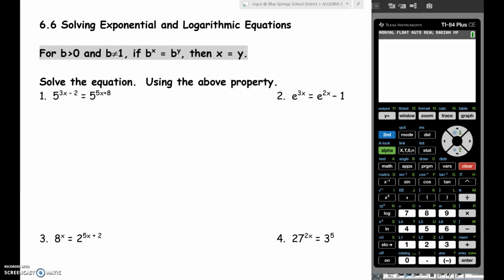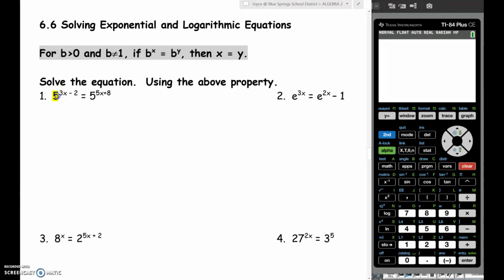When we solve exponential equations, there's a couple different types. There's exponents on both sides and there's exponents on one side. And there's a couple different strategies. Honestly, once you learn a couple tricks, these are really easy equations to solve. So the first type is exponents on both sides when the bases match.